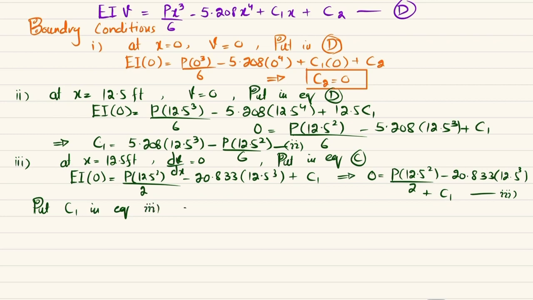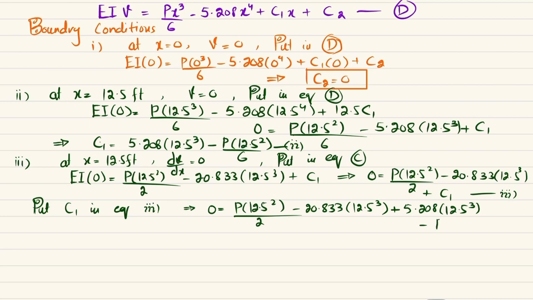you will get 0 is equal to P into 12.5 square divided by 2 minus 20.833 into 12.5 cube plus C1, which is equal to 5.208 into 12.5 cube minus P into 12.5 square divided by 6. So when you solve this, you will get the value of P, and this P will be equal to 585.94, and the unit will be pounds.